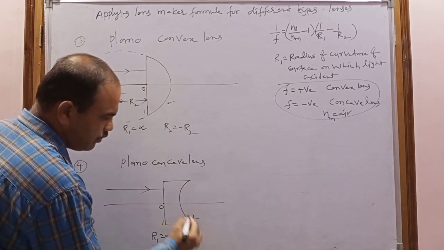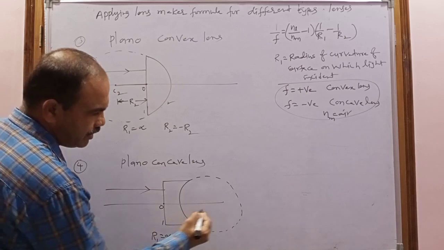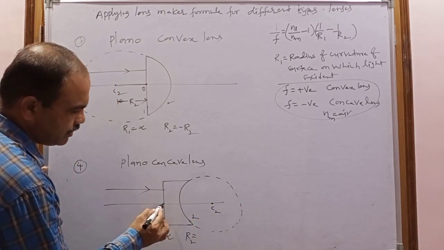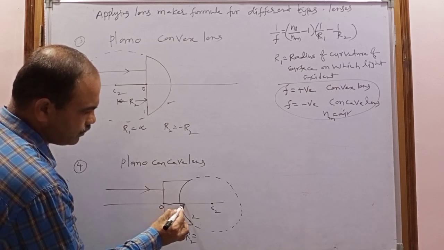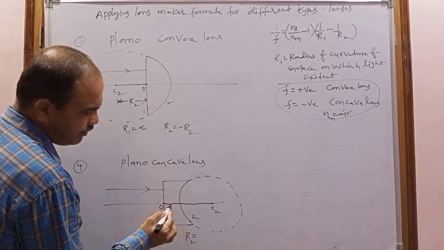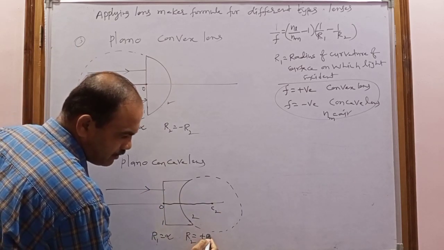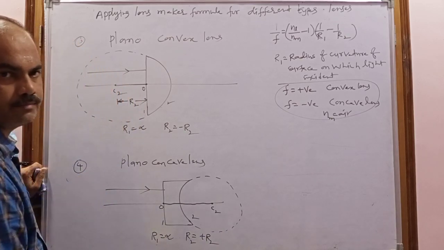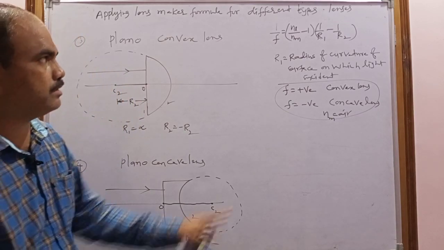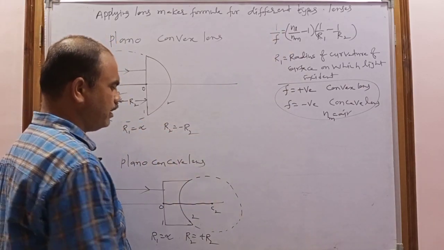By taking the second surface, when you draw the sphere, the center of the sphere is called the center of curvature of the second surface, C2. The distance between the optic center and C2 is the second radius of curvature. To measure it, in which direction are you moving? In the direction of incident light, that's why it is positive. So R1 is infinity and R2 is plus R2. Then you substitute in this equation and you get the lens maker formula for the plano-concave lens.